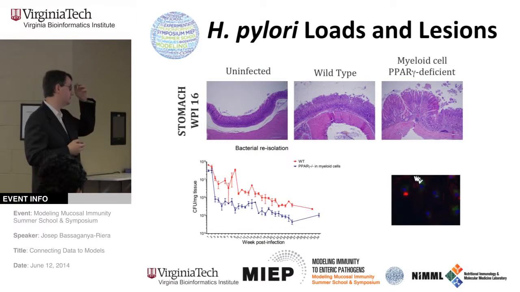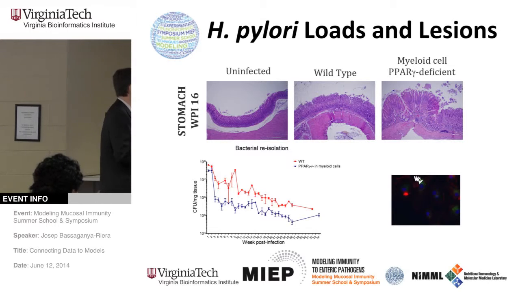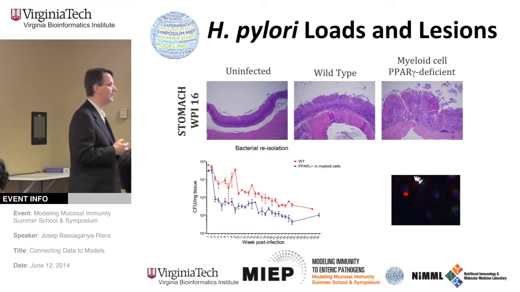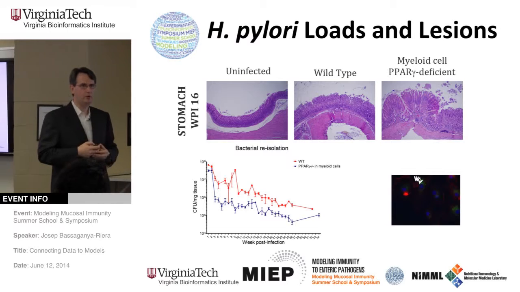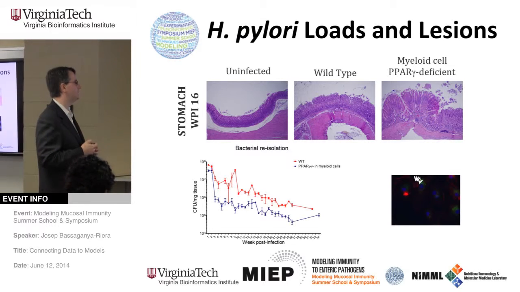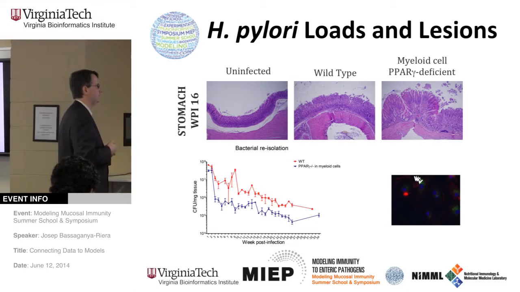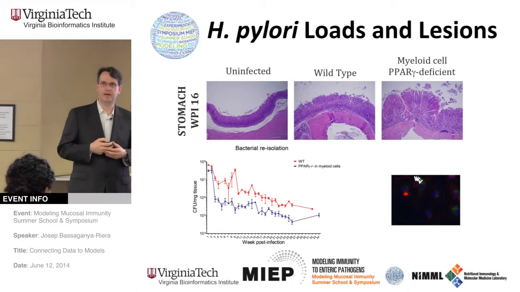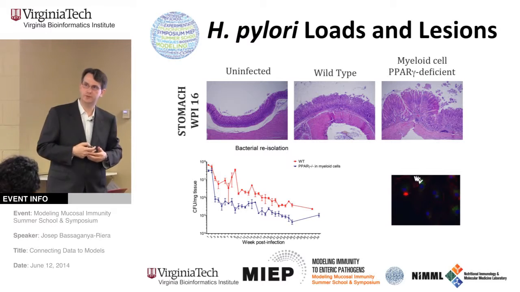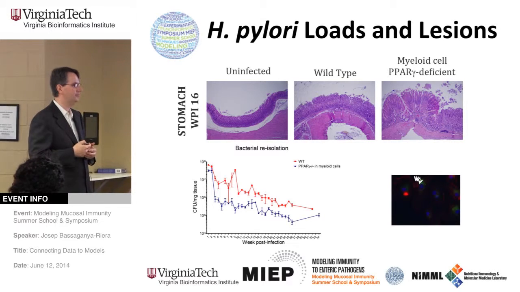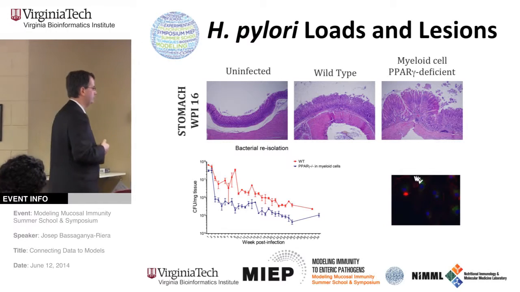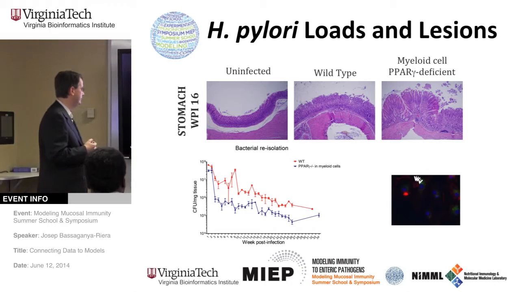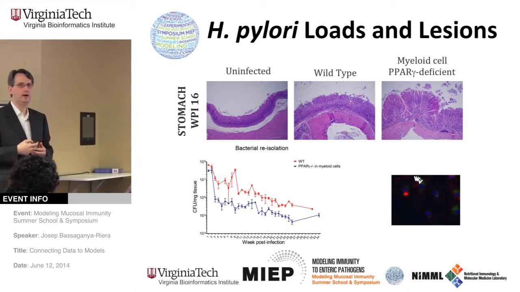So we advanced experimentally, and we looked in mice that were uninfected. The left panel, the middle panel is infected wild-type mice, and the right panel is infected myeloid-specific PPAR gamma deficient mice. What we are seeing is that the myeloid-specific PPAR gamma deficient mice have increased lesions, increased leukocytic infiltration, increased mucosal thickening in the stomach following H. pylori infection.